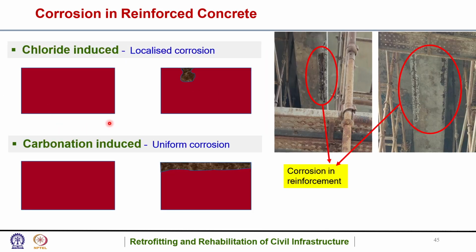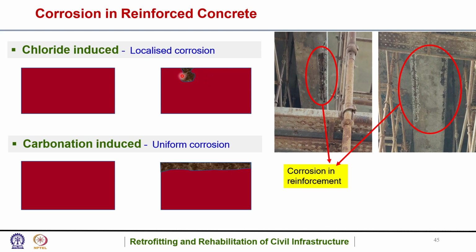Then, if we see here, the corrosion in the reinforcement of concrete is basically of two types. One is the chloride-induced corrosion, and one is the carbonation-induced corrosion. Out of them, the chloride-induced corrosion is the main corrosion, the most dangerous form of corrosion. Carbonation is not that serious, and it also takes a lot of time. The main corrosion, which is of serious concern, is the chloride-induced corrosion.